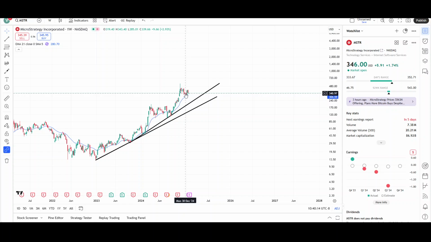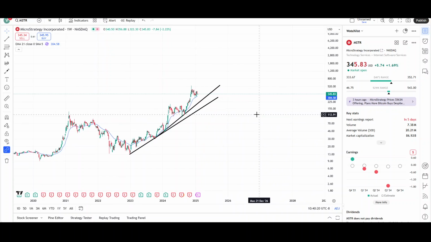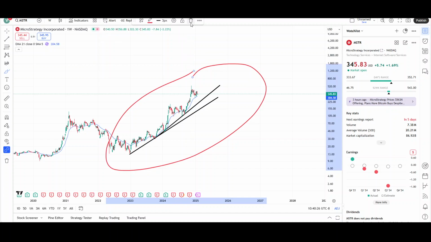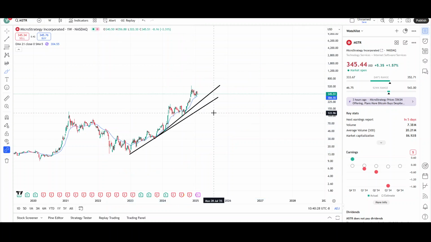Nice uptrend in play. Price making higher highs, higher lows above the bullish trend lines. We have the measurement target in play. So overall, like I said before, short term is dominated by the bears, but long term is dominated by the bulls. Most likely we will see higher highs in the future, and especially with Bitcoin going up.